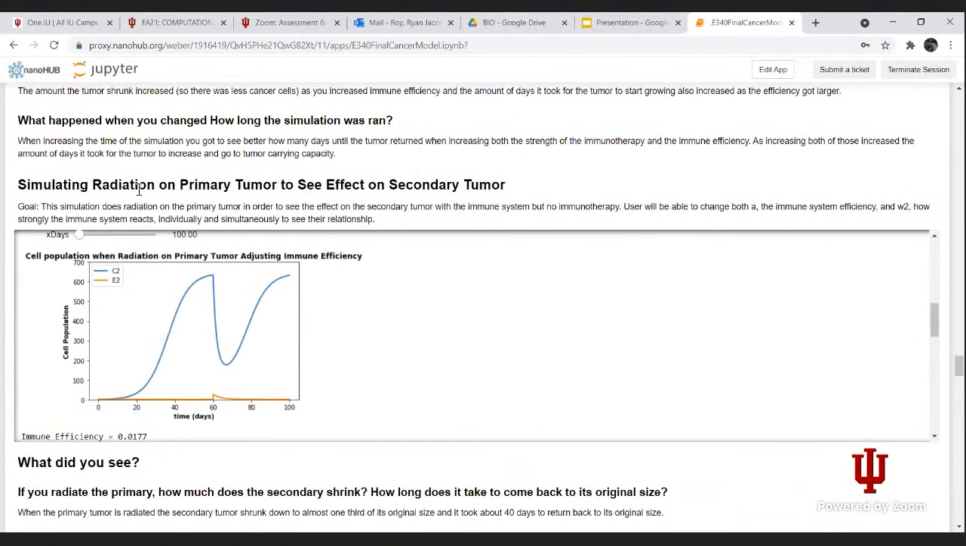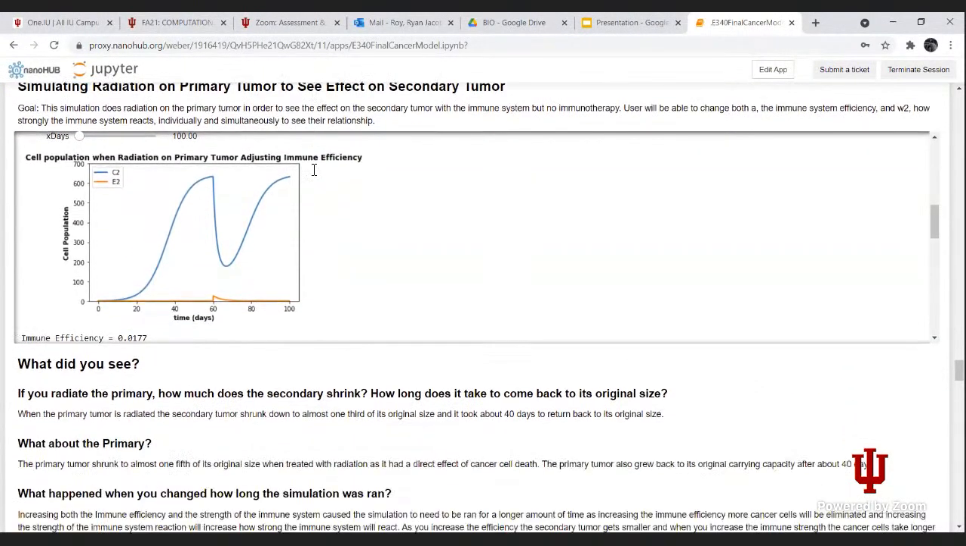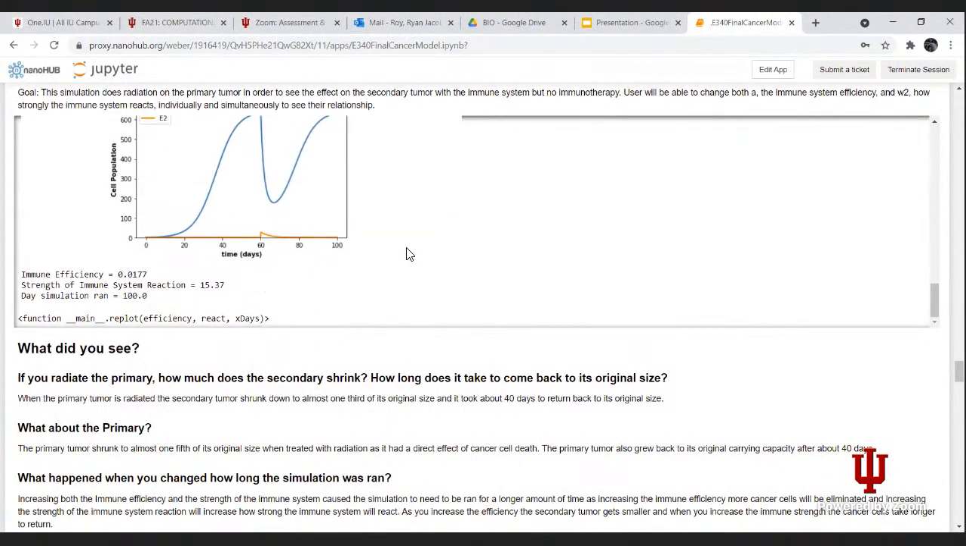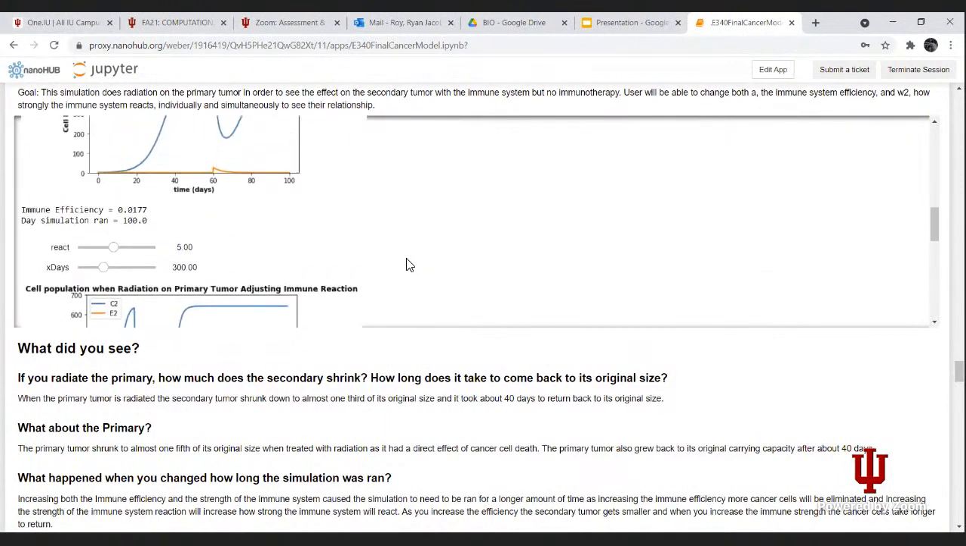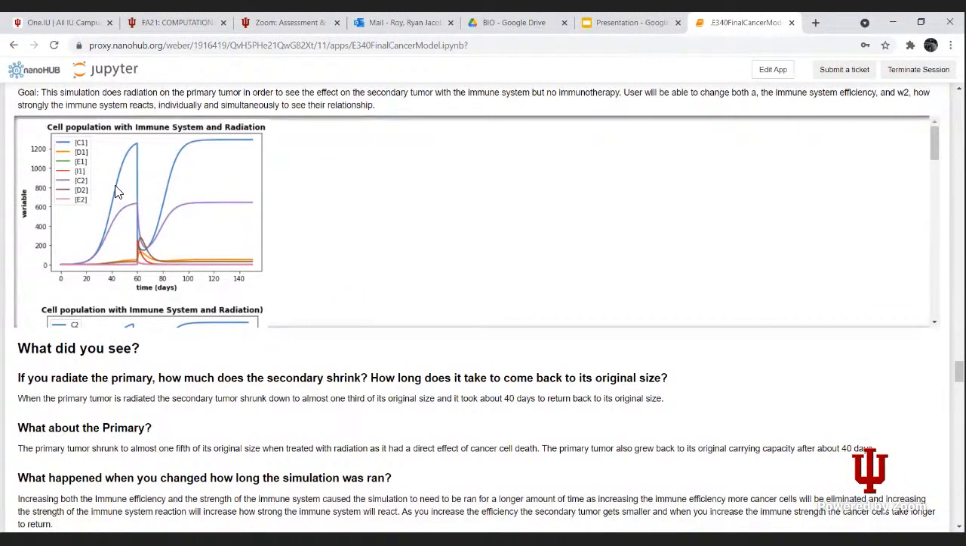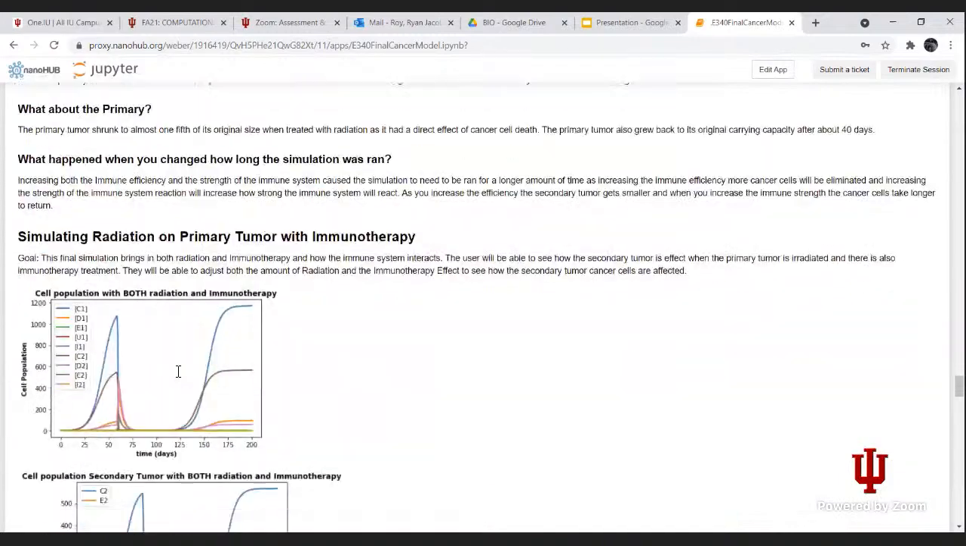They talk about simulating radiation on primary tumor to see effect on secondary tumor. So this is what I mentioned earlier. It's basically trying to understand how radiation affects not only the cancer site but the body itself. So again, C1, D1, E1, I1, C2, D2, E2. Anything with the subscript 1 is talking about tumor, and C, D, E is basically cancer cells, cells that are being killed by radiation, cells that are being killed by immunotherapy, and so on.